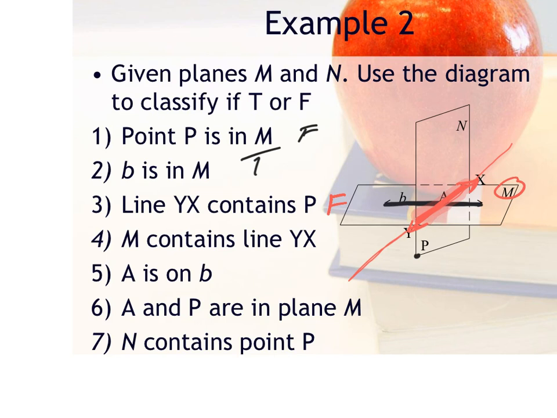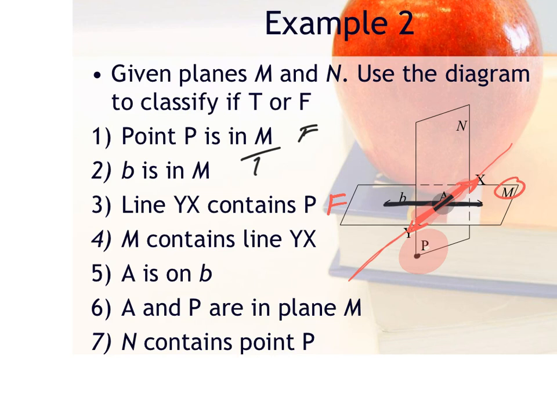Oh, never mind. Yeah, because it was talking about point P on number 3. It was talking about that down there. Okay, so A, now it's a capital A, so it means point A. It's talking about this right here is on B. Is that on line B? Yeah, it sure is. That's true.